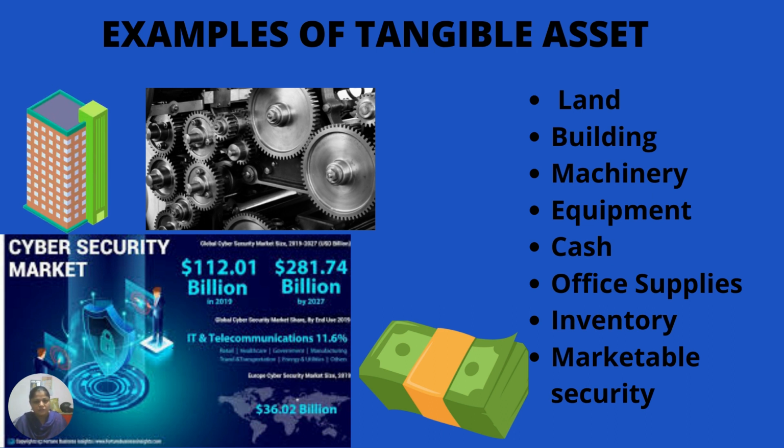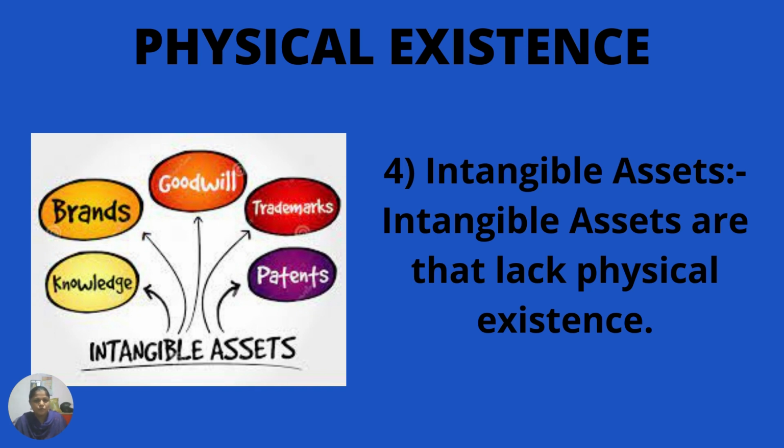Then next one, intangible asset. The fourth type, by physical existence, is an intangible asset. Intangible assets are those that lack physical existence. It means that kind of asset does not have any physical existence. See, brand, goodwill, trademark, patent, knowledge. Teachers give knowledge to the students, but they can't see it. Then patent, trademark, goodwill. That kind of asset is known as an intangible asset.